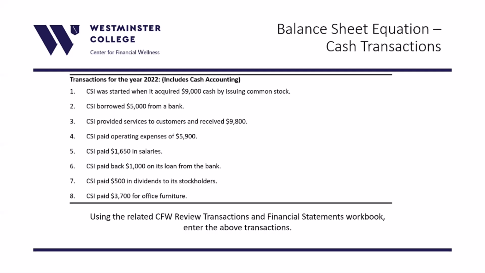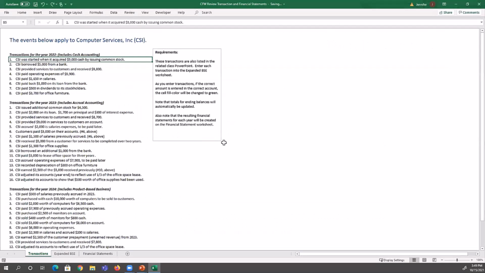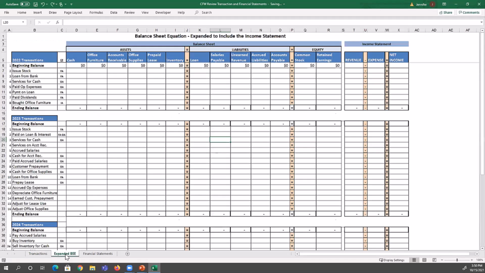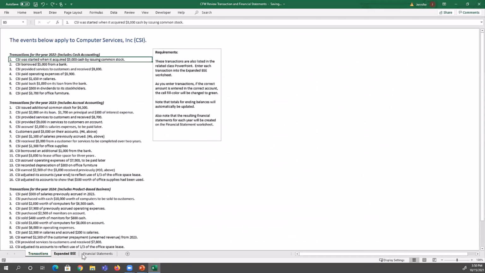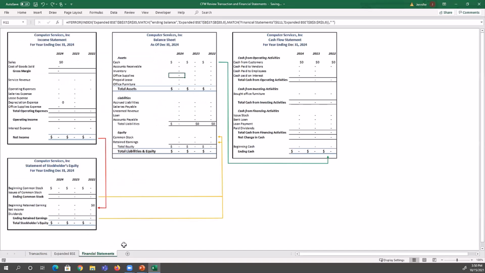This is a self-guided review of transactions, so I want to explain how it works. I'm going to access the workbook. All right, here's the list of transactions. And here is, on this worksheet, the balance sheet equation that we're used to using related to those transactions. And then finally, there's a financial statement worksheet. We'll look at this later.